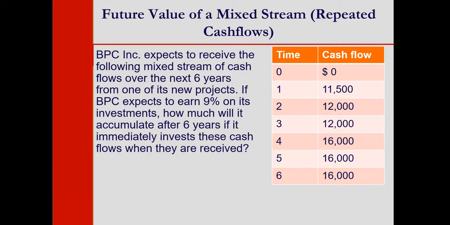Okay, and you are done with entering all of the items. Once you do that, press NPV. It will ask for I, which is 9% again in this problem. And then it will ask you to press the compute button to give you NPV. This calculator itself took care of that.